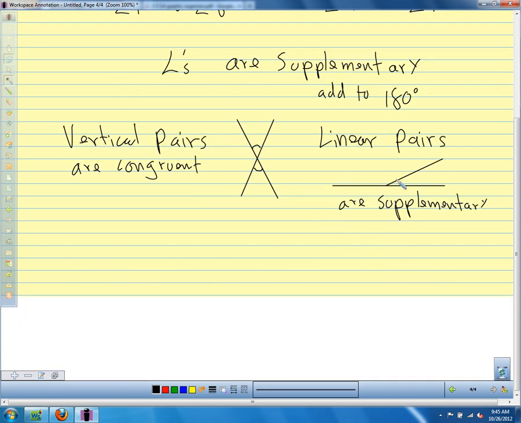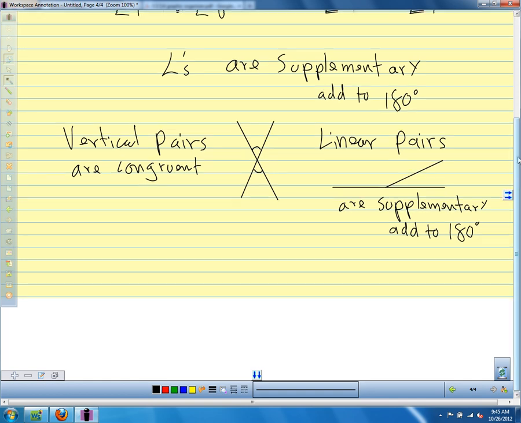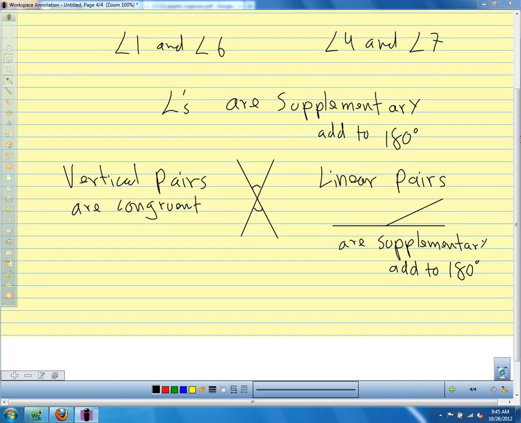And again, I would suggest you draw the little picture in your box so you remember what a linear pair looks like. And supplementary means they add to 180. So now we have a graphic organizer filled with all kinds of information, everything we'd want to know about parallel lines and angles. So we can figure out all kinds of things. We can solve all kinds of new problems now that we know something about parallel lines.